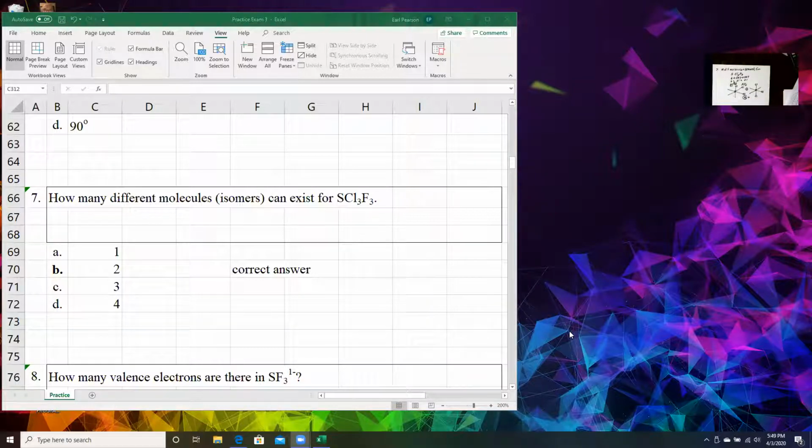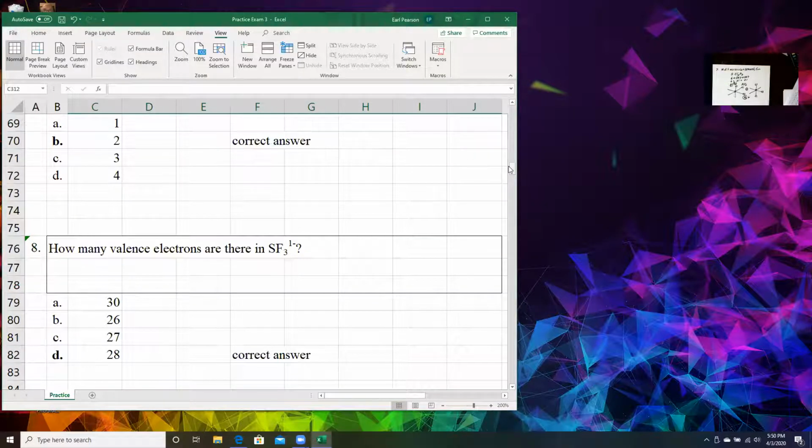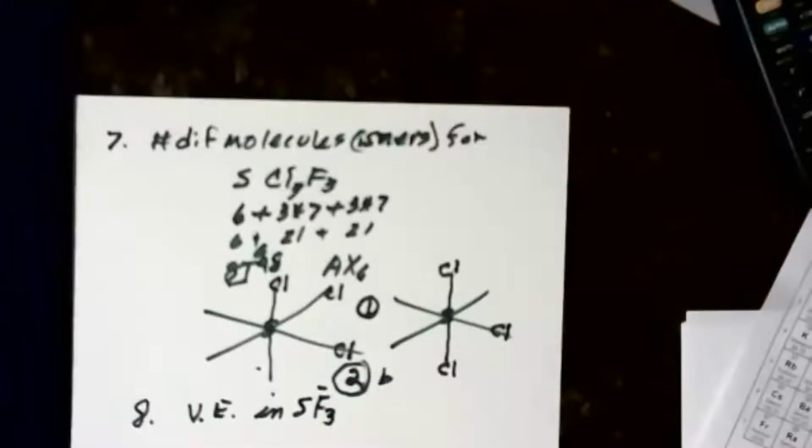Okay. Now let's look at SF3 minus 1. There's a question about this one. And this one's going to be a real easy one. How many valence electrons are in SF3 minus? Okay, so let's go back and look at the pad again.